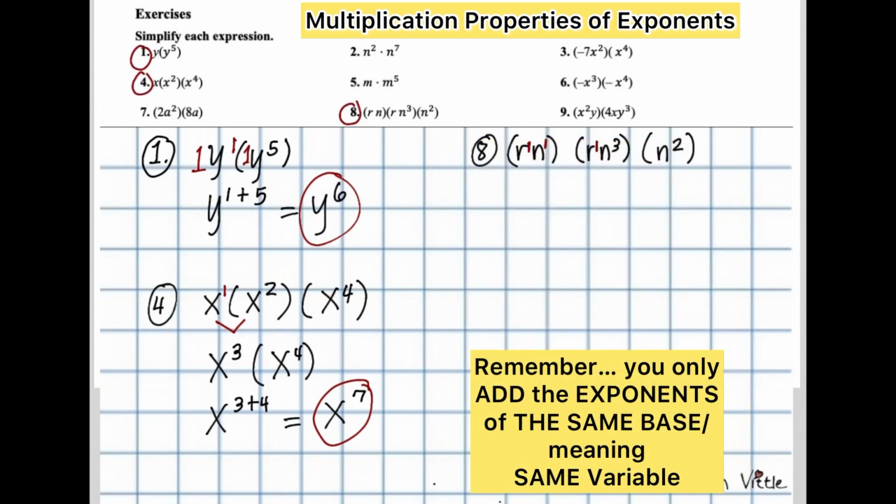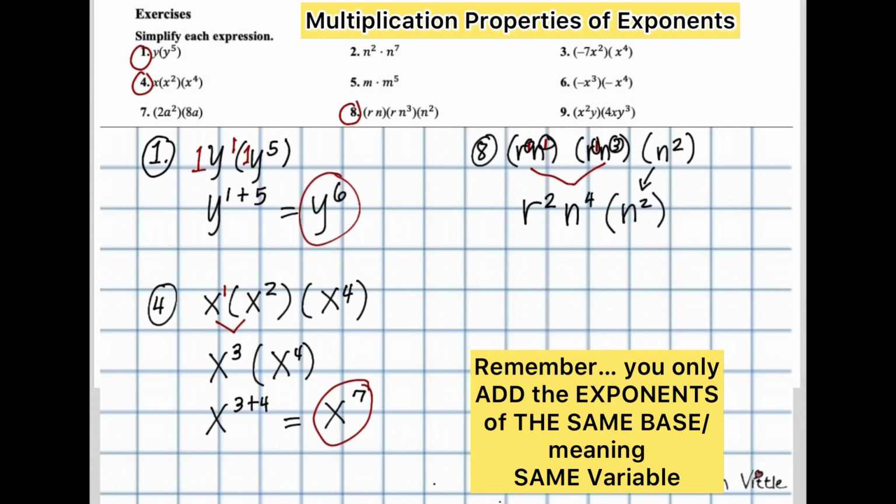r n times r n to the third power times n squared. Let's multiply the first two terms. r times r, add their powers. That's going to be r squared. n times n to the third power, so that's going to be 1 plus 3. Therefore, that's a fourth power for the n.